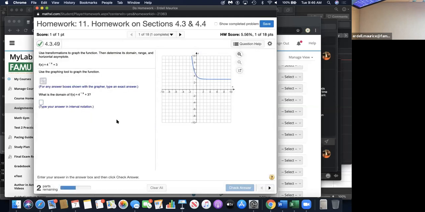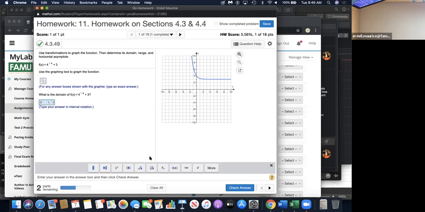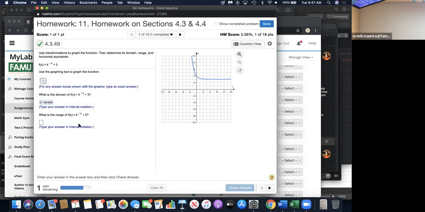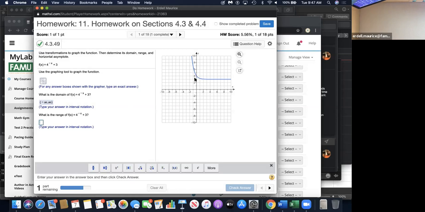Fantastic! Right here, now I can answer the 3 questions I asked you. The domain was negative infinity to infinity. That is your domain. Remember, domain never changes for exponential functions. The range right here is from 3 going up, and so the range is 3 comma infinity. That's my range. If there was a minus sign in front of 4 and that made the graph upside down, then the range will go from negative infinity to 3.